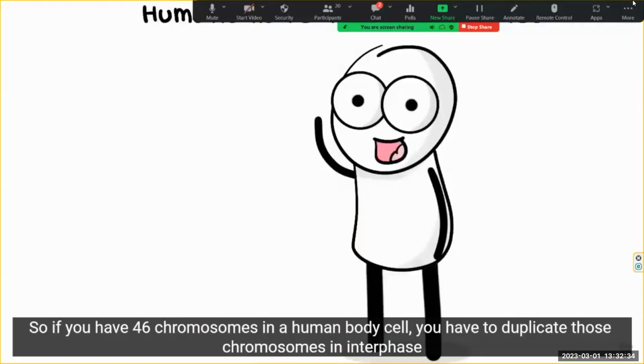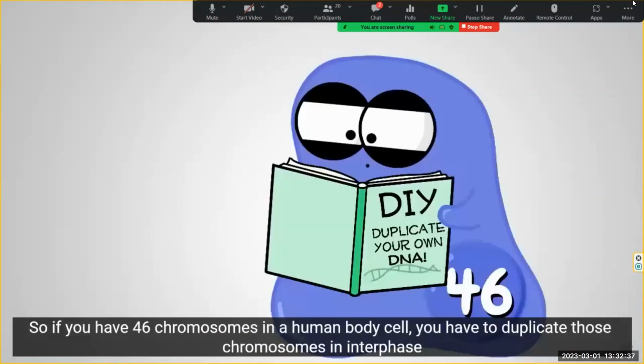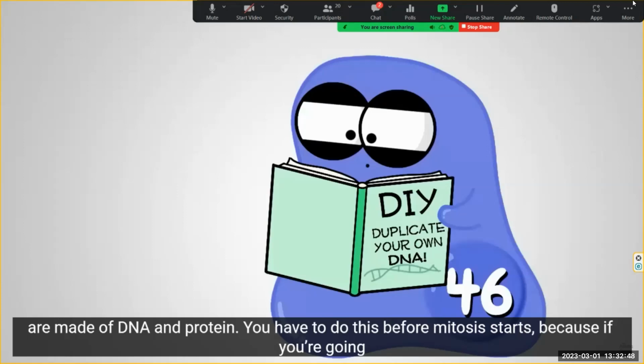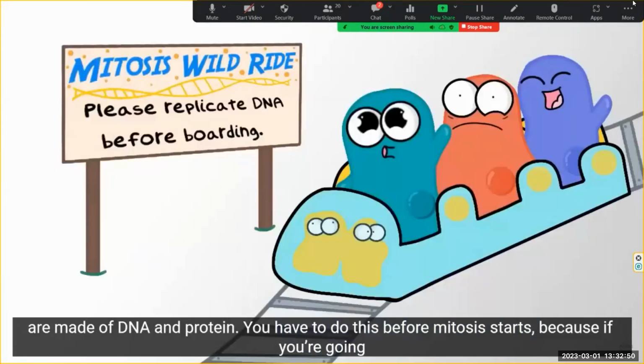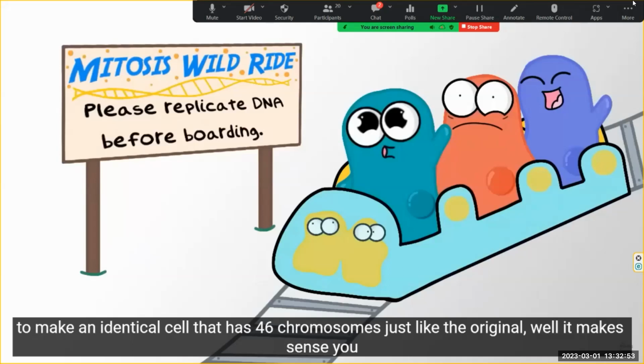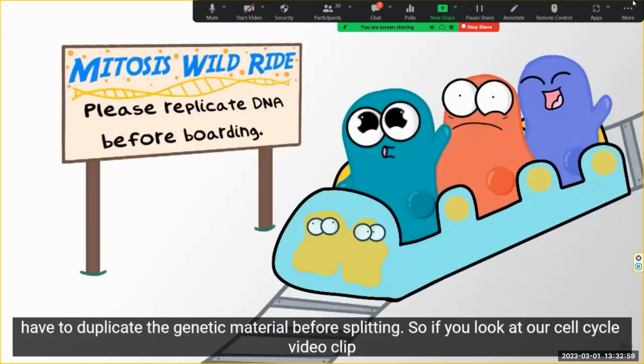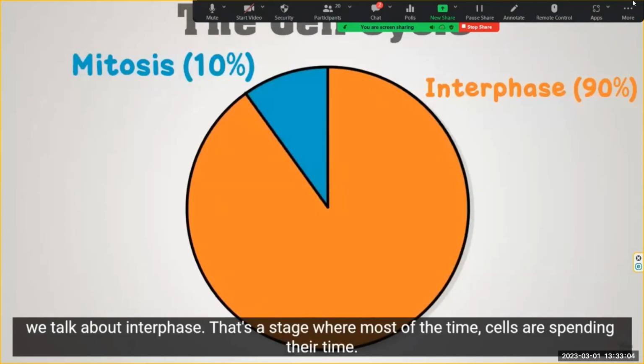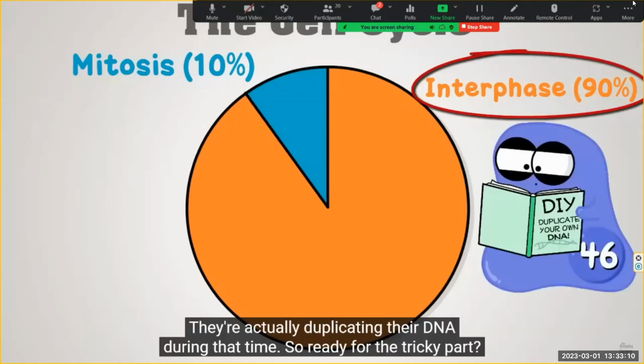So if you have 46 chromosomes in a human body cell, you have to duplicate those chromosomes in interphase before mitosis starts. That basically means you're duplicating your DNA, since chromosomes are made of DNA and protein. You have to do this before mitosis starts because if you're going to make an identical cell that has 46 chromosomes, just like the original, it makes sense you have to duplicate the genetic material before splitting. So if you look at our cell cycle video clip, we talk about interphase. That's a stage where most of the time cells are spending their time. They're actually duplicating their DNA during that time.